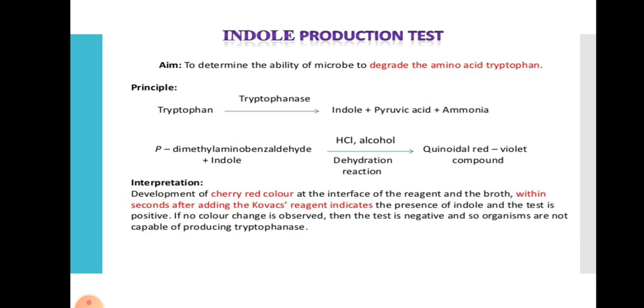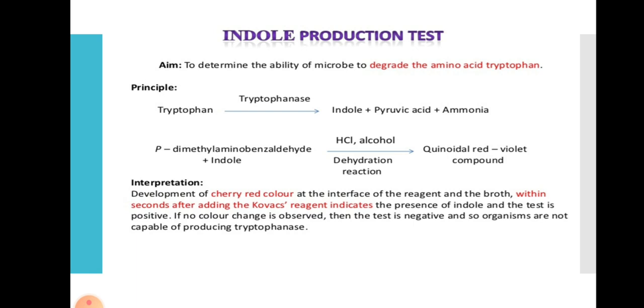The indole test is performed by inoculating a bacterium into tryptone broth or a peptone broth, where the indole produced during the reaction is detected by adding a reagent known as Kovacs reagent, chemically known as para-dimethylaminobenzaldehyde, which produces a cherry red reagent layer.